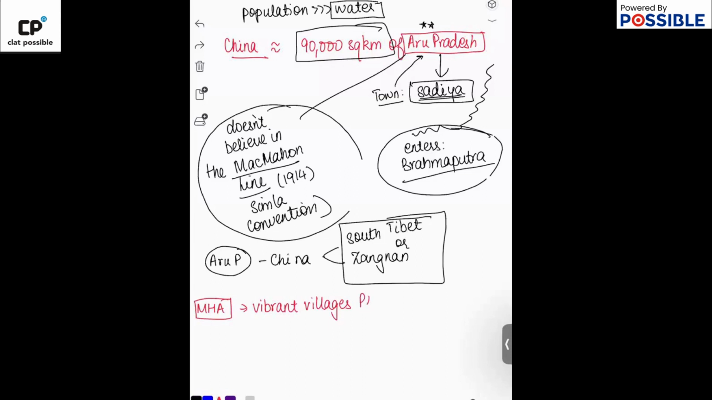Now, what is this Vibrant Villages Program? Amongst many other things, we are trying to put in a lot of effort here. We want to, क्या लिखा है समृद्धि सादिया के सामने? Town. Town from where ब्रह्मपुत्र enters.